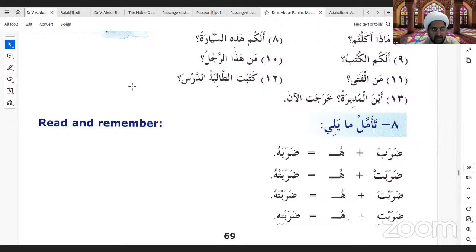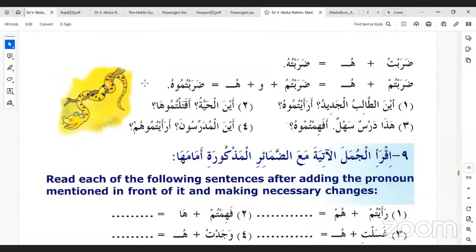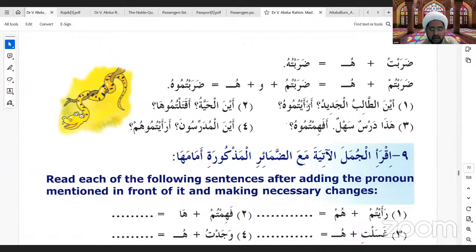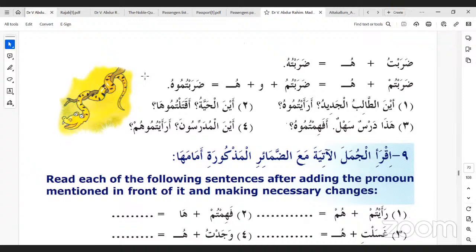Yep, correct. Okay. Next page. Darabtu and hu. So darabtu is I hit. I hit him. Darabtuhu. Darabtum and hu. So you all. Darabtum plus hu. Gosh, this is getting complicated. In this one, when you have darabtum, you will have to add a waw to separate darabtum from hu. So you would say darabtumuhu. You all hit him. Because it's a collective.